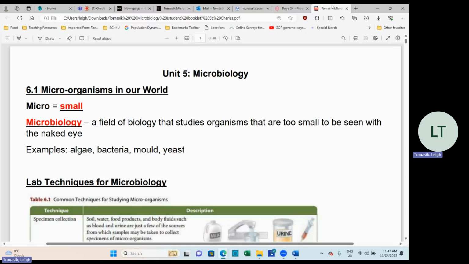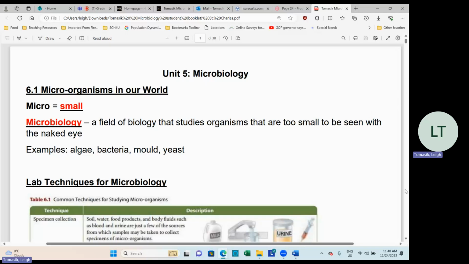But before we get into different types of microorganisms, we are going to talk about the word micro and what microbiology is. So, micro, the word means small. So, microbiology is a field of biology that studies organisms that are too small to be seen with the naked eye. Some examples include algae, bacteria, mold, and yeast. And we're going to talk about all of those different types of microorganisms.